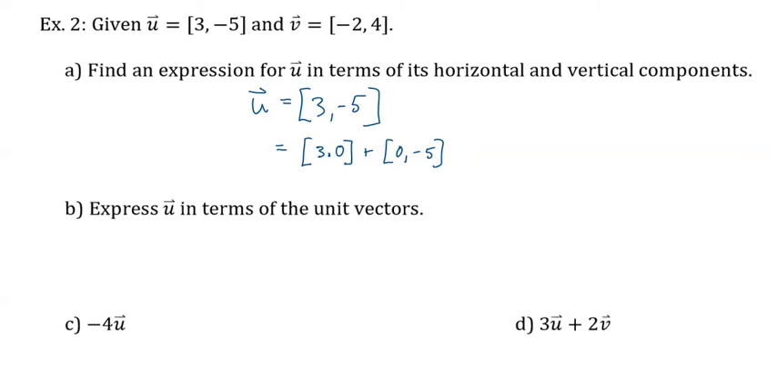See how easy it is? 3 i hat plus negative 5 j hat. And i hat is 1, 0, and j hat is 0, 1. And when you multiply through, you get this. And if I added this back, I'd get u. Because now we have definitions for adding and subtracting and multiplying by a scalar with vectors. Express u in terms of the unit vectors. So this is almost backwards, but I guess I kind of did it up there, didn't I? So this would be 3 i hat minus 5 j hat.